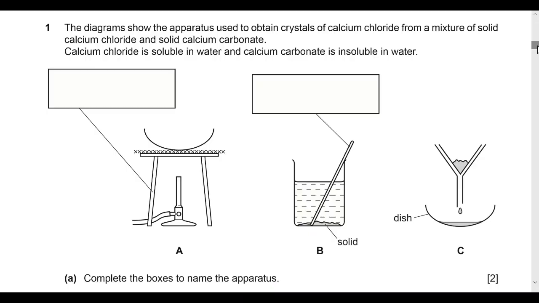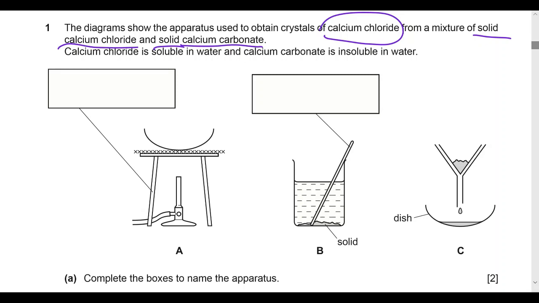The diagram shows the apparatus used to obtain crystals of calcium chloride. So you need to form calcium chloride from a mixture of solid calcium chloride and solid calcium carbonate. That means both of these solid compounds are in a mixture, and what we want is only calcium chloride.